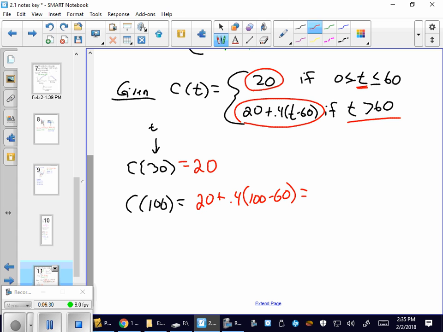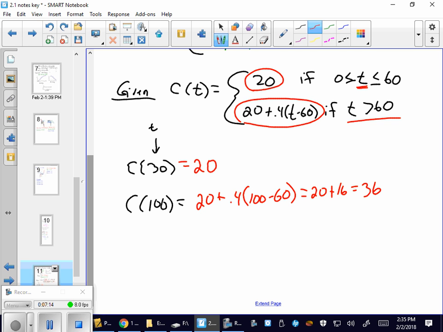I'm going to do a bunch of mental math here. Let's see, that's going to be 100 minus 60 is 40 times 0.4 would be 1.6 plus 20. I should get 21.6, I believe, if I did that correctly. No, that's not right. 40 times 0.4 is 16, not 1.6. 16 plus 20. Yeah, that's right. 16 plus 20 is 36. So that's what it would mean to evaluate c of 100. It would actually give you 36. So the biggest thing is you just have to know which piece you're going to look at and which piece you're going to evaluate at.